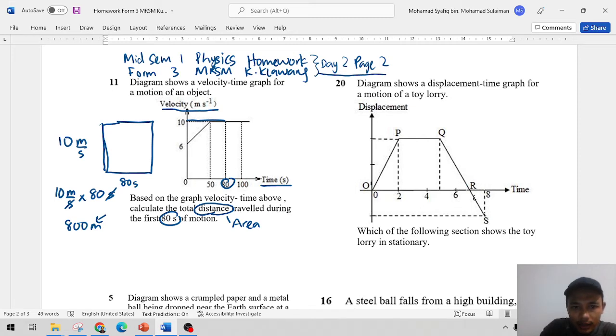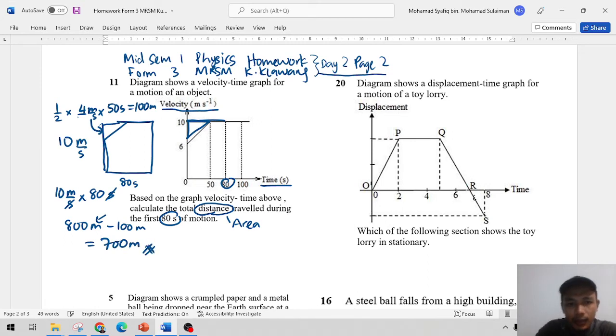But we need to minus this triangle. This triangle over here, up here is 4 meter per second times 50 second times 1 over 2 because it is a triangle. So that is 100. So minus 100 meter, so it becomes 700 meter. Or you can calculate separately: calculate the trapezium and then calculate this triangle. It should be the same answer.